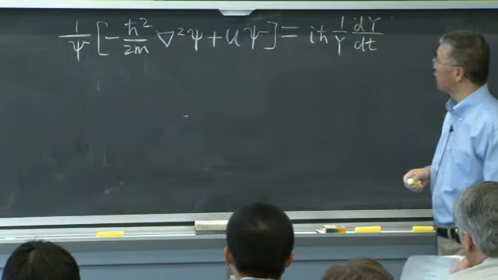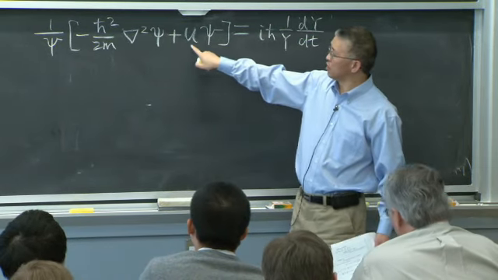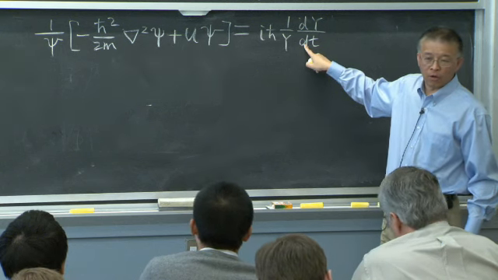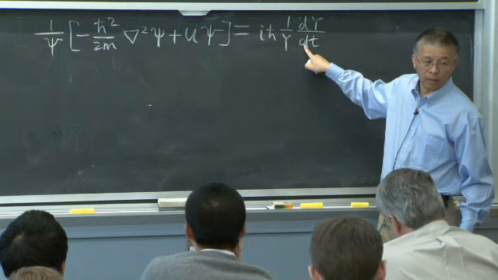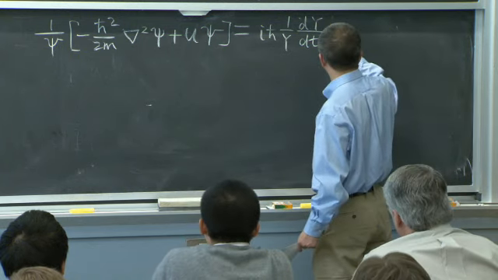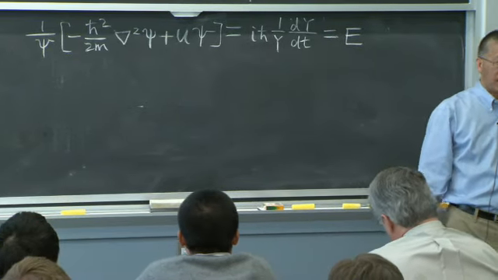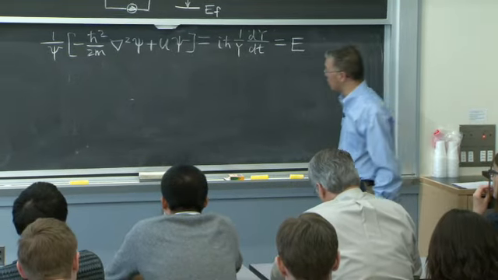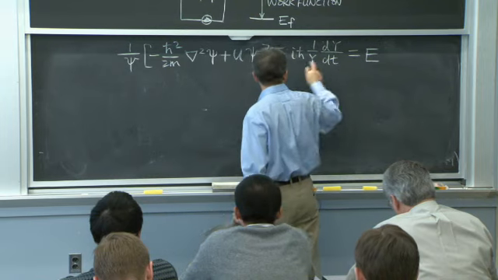This is the same as how we solve any separation of variables problem. This side is space-dependent only. This side is time-dependent only. So the only way they can equal each other is if each of them is a constant, the separation of variables constant. Let me denote that constant as E. It's not an accident that I use E, because this E, it turns out, is the energy.